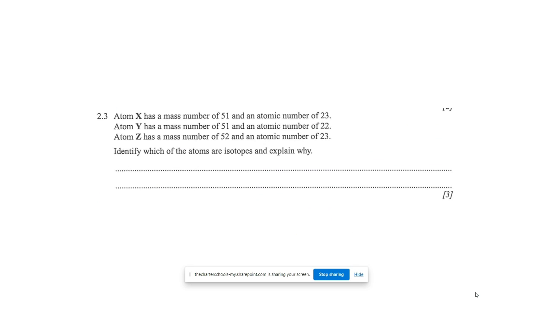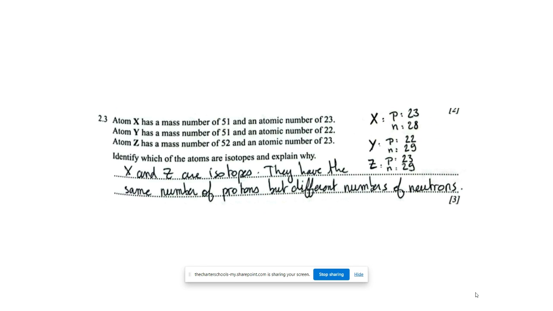Question 2.3, X has a mass number of 51 and an atomic number of 23. Y, mass number of 51, atomic number of 22. Z, mass number of 52, atomic number of 23. Which ones are isotopes? So to be isotopes, they need to have the same number of protons, so the same atomic number, and different mass number. So it has to be X and Z.